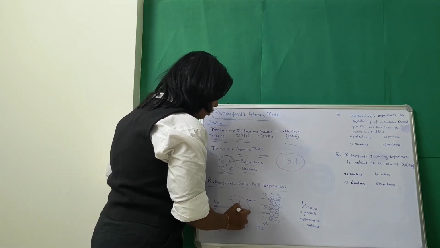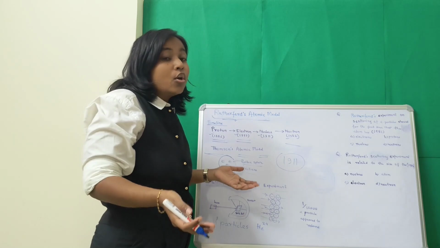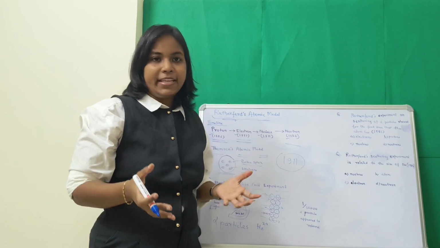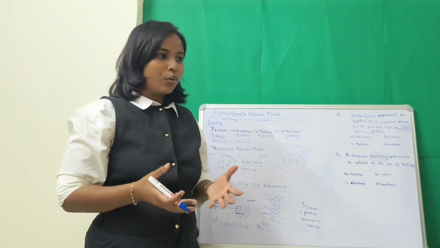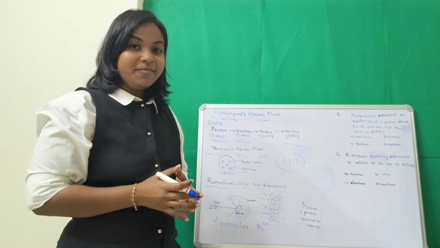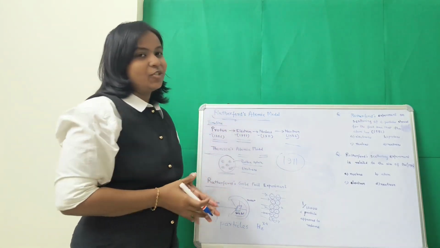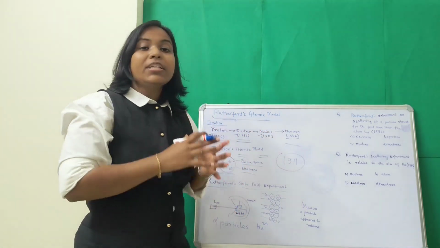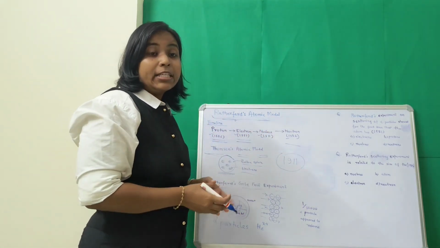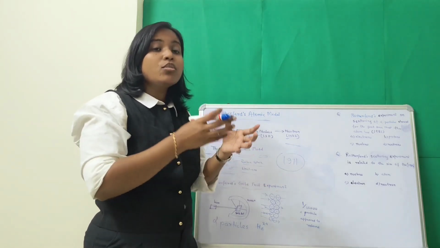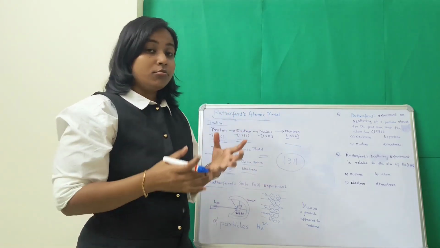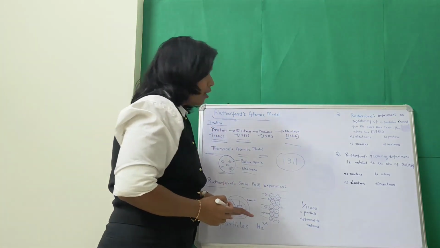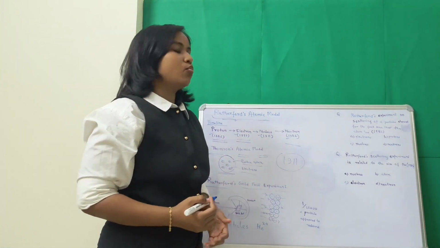Why gold foil? Why not silver foil or aluminum foil or anything else? Because gold is highly malleable. Anyone of you who wants to explain what malleability is? That's great. Malleability means we can beat a metal into thin sheets, and gold is highly malleable. We can get a sheet as thin as 1000 atoms thick. Just think about how thin it is going to be. So we had this gold foil and the alpha particle beam was bombarded on it.